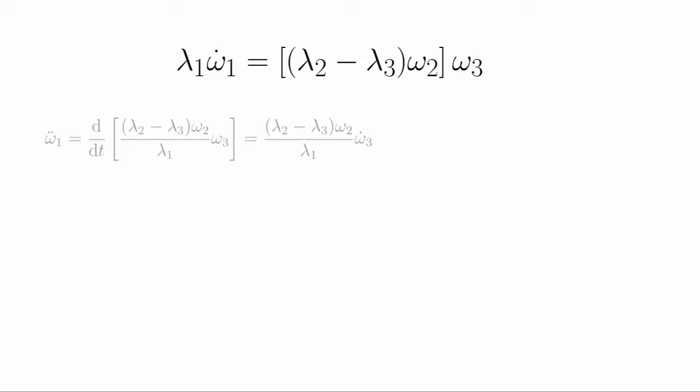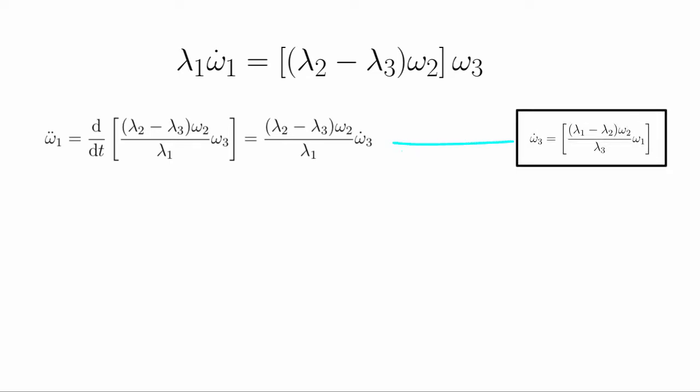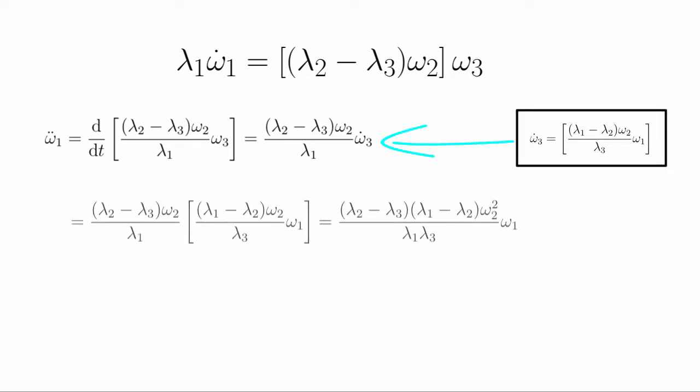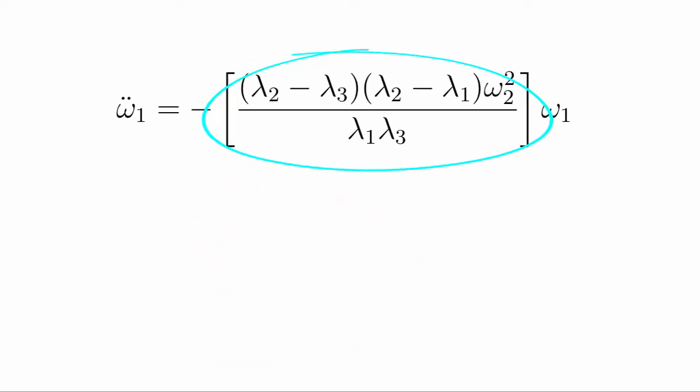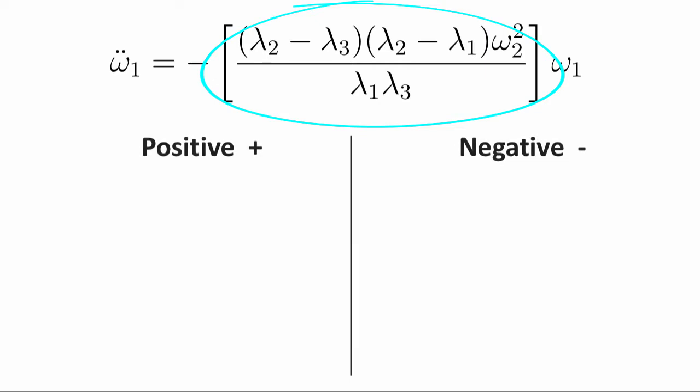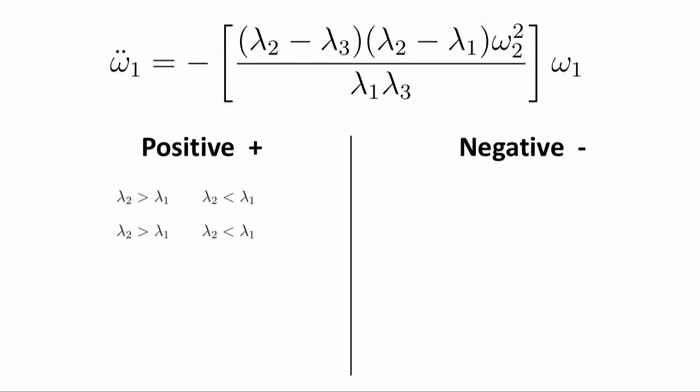We start by taking the derivative of omega 1 dot. Omega 3 dot can now be substituted in to get this equation. This is just a second-order differential equation that can be solved using differential calculus. There are two different solutions based on whether the constant in the bracket is positive or negative. It is positive whenever lambda 2 is greater than both lambda 1 and lambda 3, or when it is less than both lambda 1 and lambda 3.